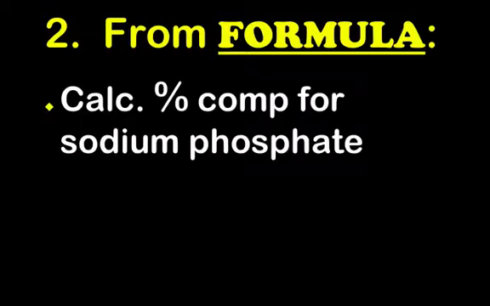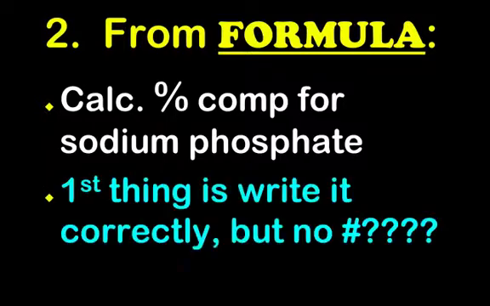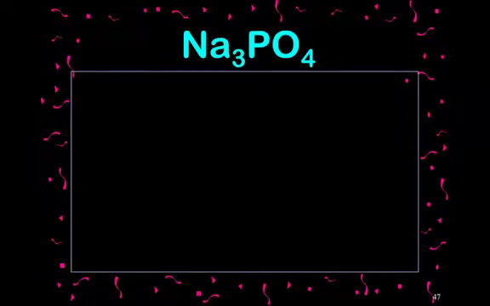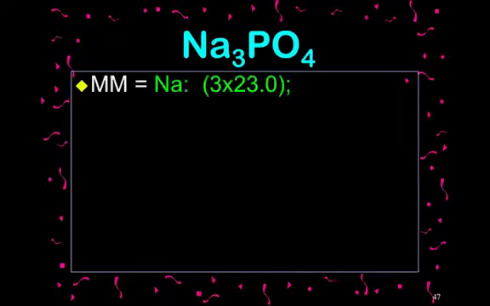Sometimes you're not given the masses to use, so you have to use a chemical formula. For example, the problem might say, calculate the percent composition for sodium phosphate. The first thing you have to do is to write the formula correctly. So you have to use the periodic table. The correct formula for sodium phosphate is Na3PO4. Sodium is +1, phosphate's -3, Na3PO4 formula.